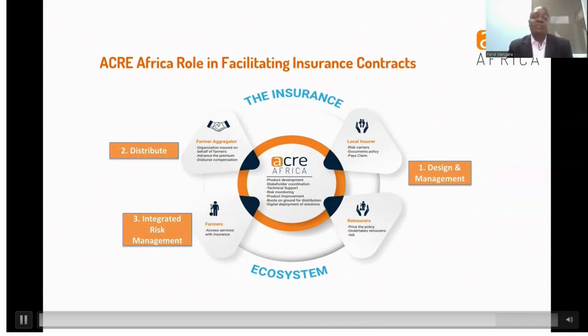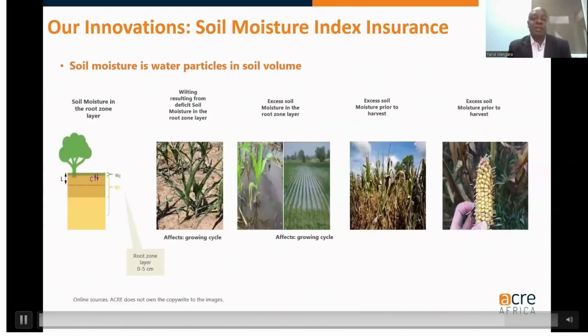Over the years, we've developed various insurance products that respond to climate change and basically advance farmers' way of looking at insurance. We've developed what we call a soil moisture index that is able to use satellite data to measure the soil contents for farmers in different areas, thereby offering a very accurate way of offering agriculture insurance.